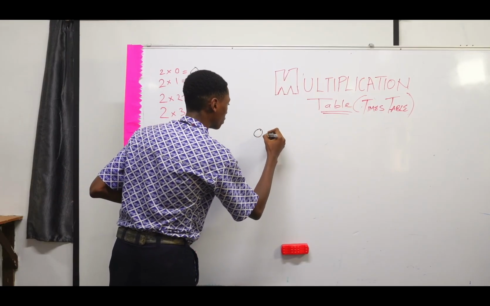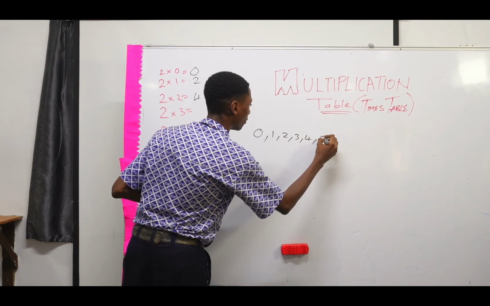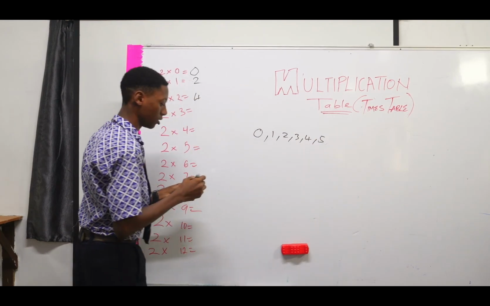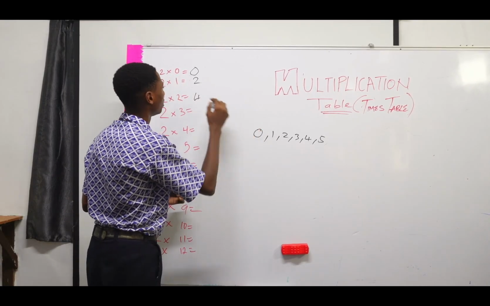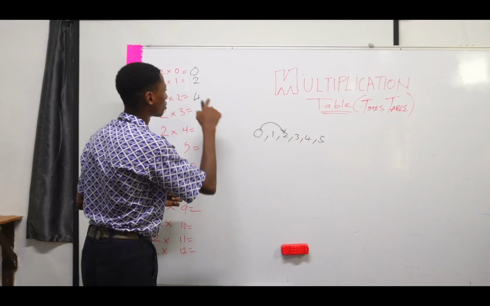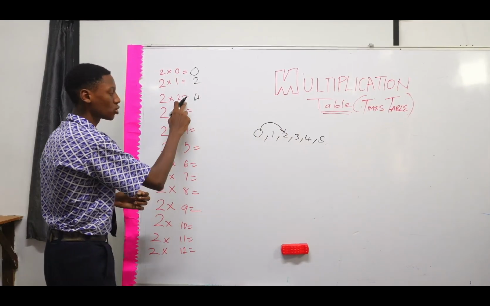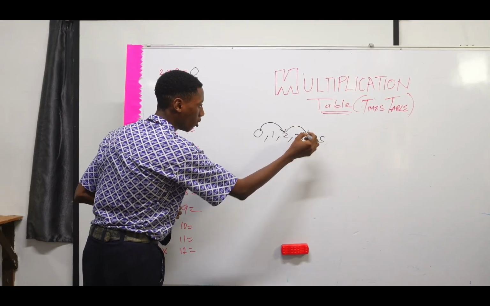When you have 0, 1, 2, 3, 4, 5, something like this, 2 times 0 will give you 0. 2 times 1, you skip this first number, then come here. 2 times 1 will give you 2. Now, 2 times 2, you skip this number again to give you 4.